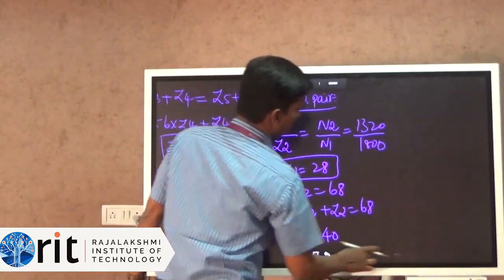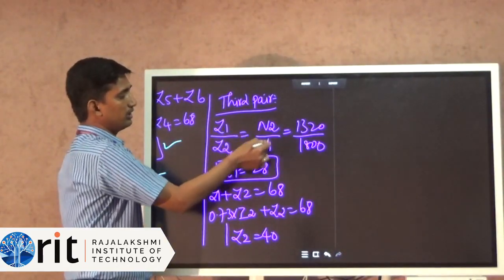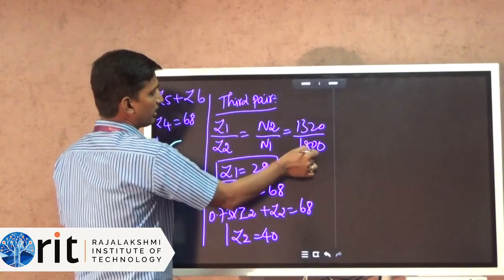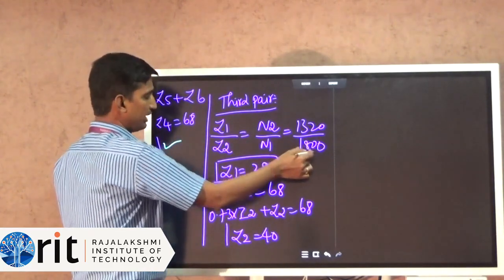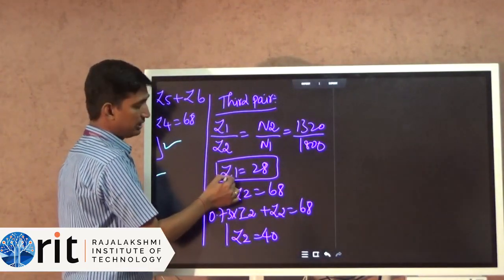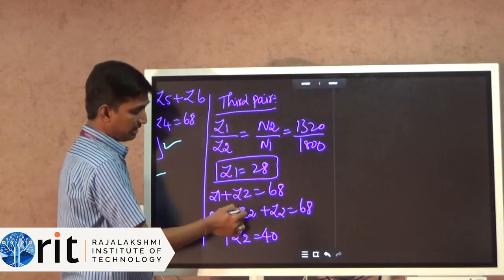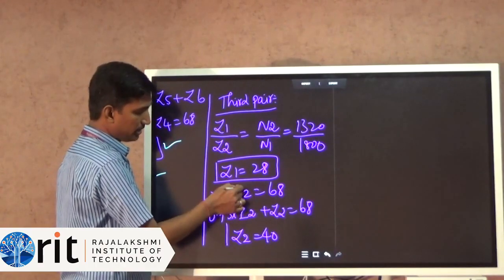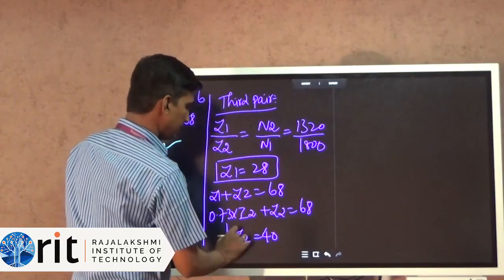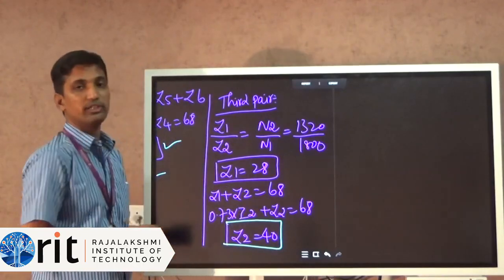Then at last, the third pair. The third pair consists of Z1 divided by Z2 equal to N2 divided by N1. The maximum RPM is 1320, divided by the maximum RPM in that particular engaging gear, which is 1800. By dividing both values, we have found that Z1 equals 28. Then the combination Z1 plus Z2 equals 68. By substituting all the values in that particular equation, I am finding Z2 equal to 40. Similarly, Z1 equal to 28.